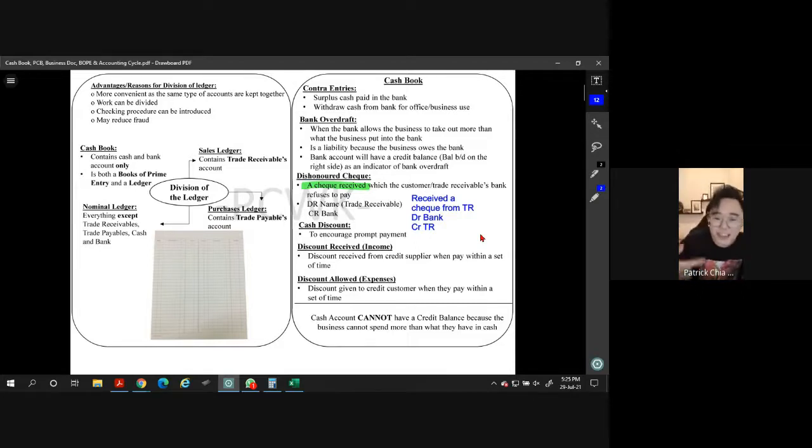The bank reconciliation statement, right? How come the bank statement shows a different value? How come my cash book has a different value? How come my money is not the same? So you must know what happened with the bank.